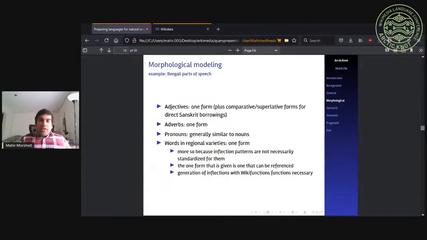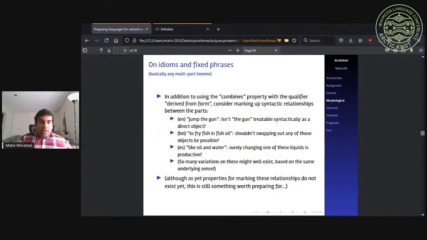So that gives you an idea of how morphological modeling runs the gamut in terms of Bengali parts of speech. And of course, we don't have to consider just individual words. There might be lexemes that consist of multiple words and that have an idiomatic or some meaning that isn't just the sum of its individual parts. In this case, when we talk about manipulating structure, it's useful to try to annotate these multi-part lexemes in terms of their combining parts, to specify that there's some syntactic relationship between them.